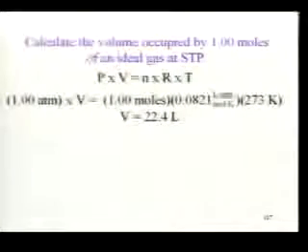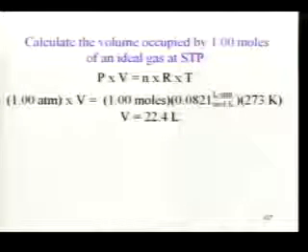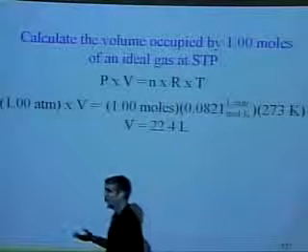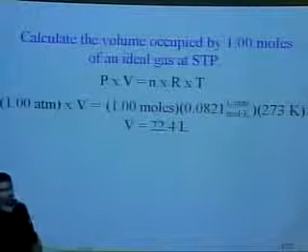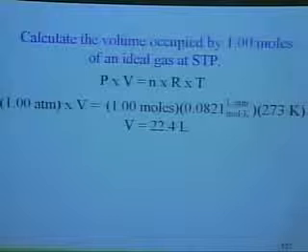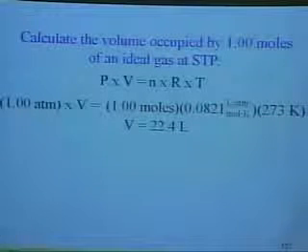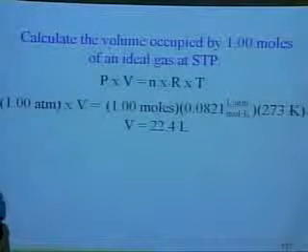Okay, now I want you to note something here. If I asked you this question, and I said, calculate the volume occupied by 1 mole of an ideal gas at STP. What does STP mean? Standard temperature and pressure, which is, standard temperature is what? 273 Kelvin, or 0 degrees Celsius. Standard pressure? 1 ATM. Okay? So that means I gave you a bunch of data just by that abbreviation. Make sure you can realize that.